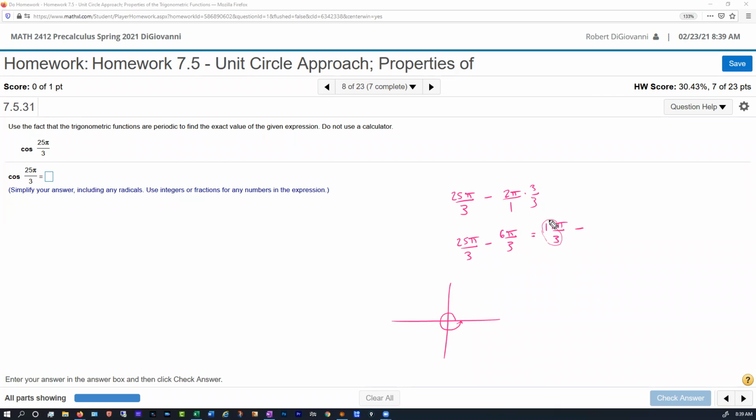Now, instead of me writing 2 pi and getting common denominator, I'm just going to write 6 pi over 3. So that way I don't have to get a common denominator. So I'm going to subtract a full rotation again. This time, let's see, 19 pi, take away 6 pi, should leave me 13 pi over 3. And now again, I can subtract another full rotation, 6 pi over 3. And this time I'll be left with 7 pi over 3. And then I can subtract another full rotation. And I'm finally left with pi over 3.